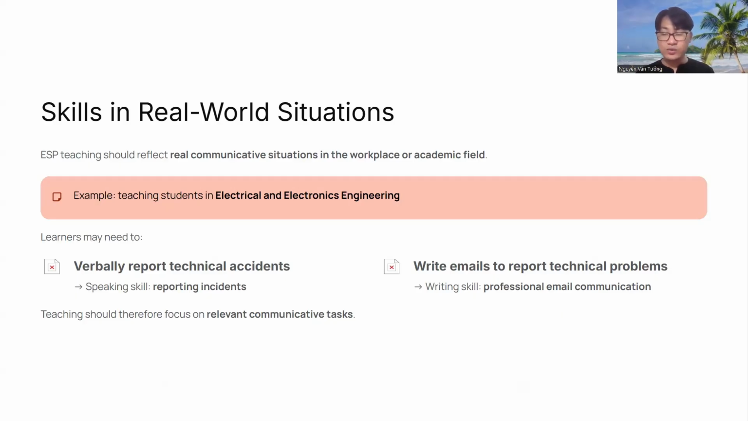And then when it comes to writing emails, they need to know the proper form. It could be a professional email communication form. Like they would start with a greeting and then the time, the location, the type of accident, and they finish with their names or whatever. So this subject requires the students to be good at speaking and writing.